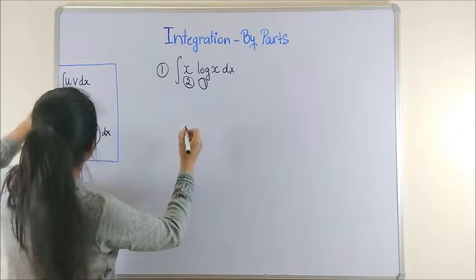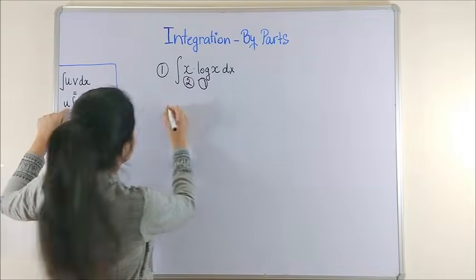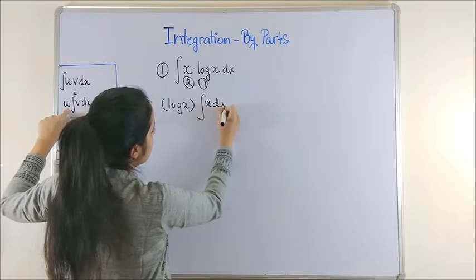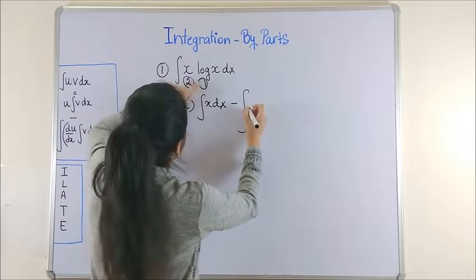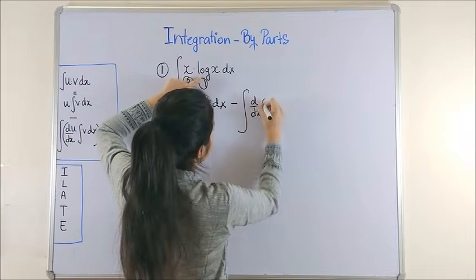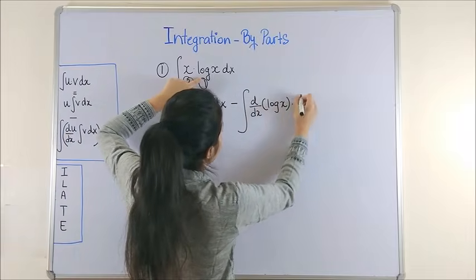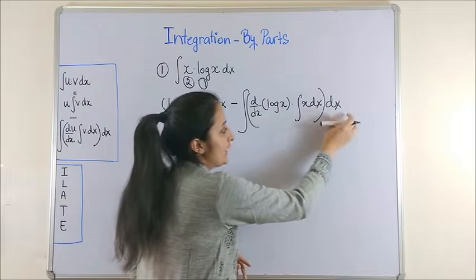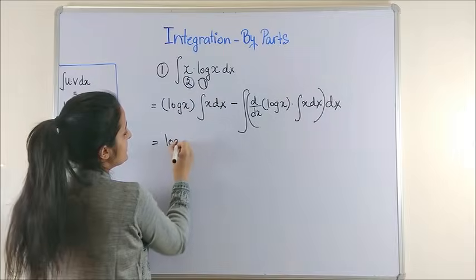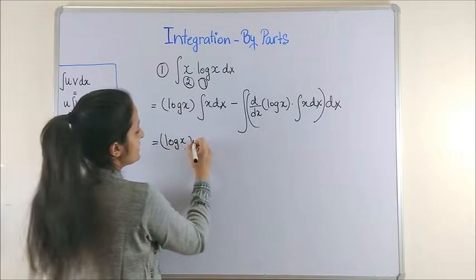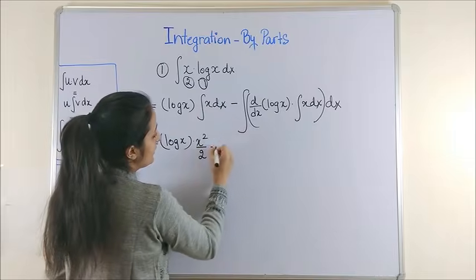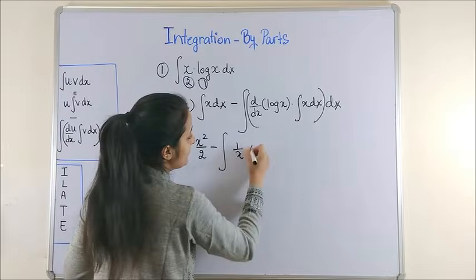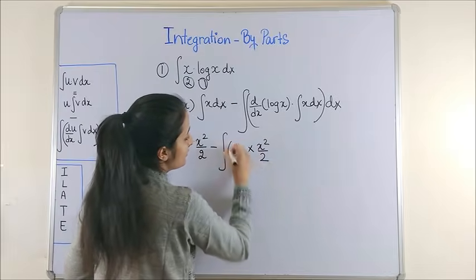So once you have identified this, then it's only the application of this formula. So we get first function as it is into the integral of second minus derivative of the first one into integral of second, and whatever is the output you integrate it again. So this stays log x, integral of x is x square by 2, derivative of log x is 1 upon x, integral of x once again is x square by 2.